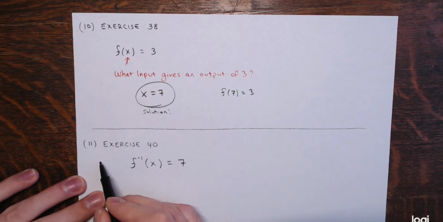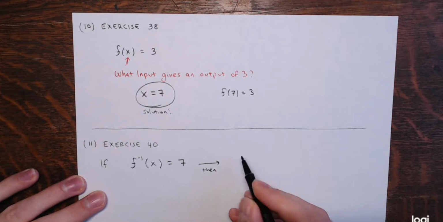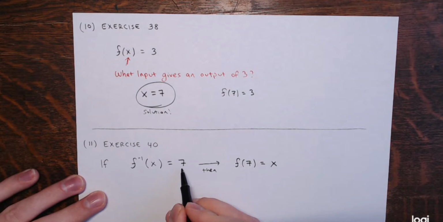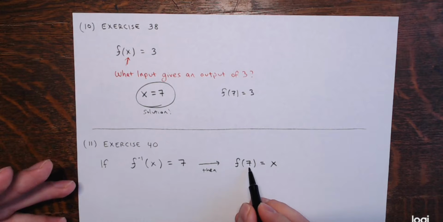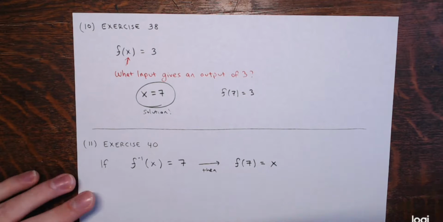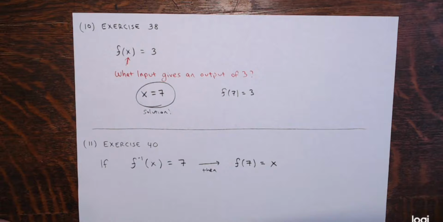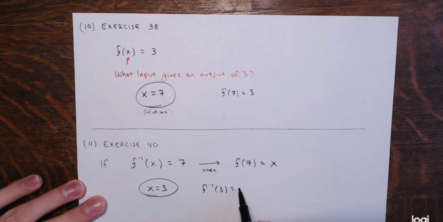But remember, if f inverse of x equals 7, that means that f of 7 must be x. So these are the same equation. It's the same thing as asking, in the table for f, when the input is 7, what's the output? Going back to the table for f, when the input is 7, the output is 3. So the solution to the equation is x equals 3. f inverse of 3 would be 7. That's a true statement.